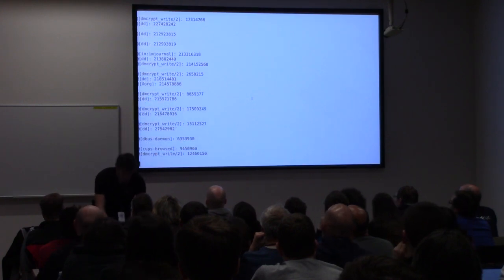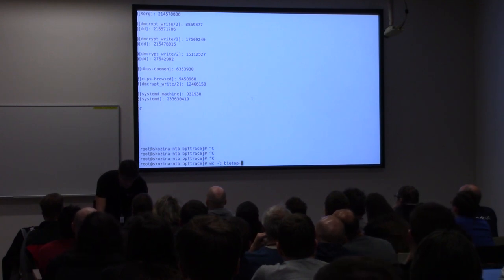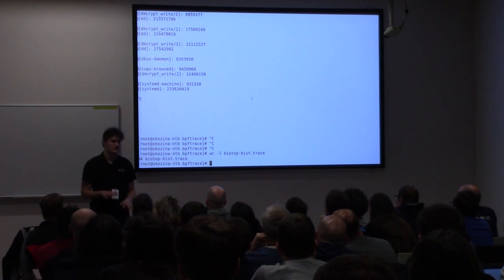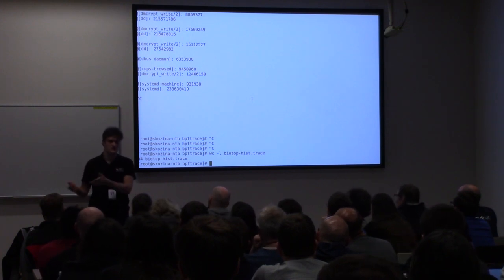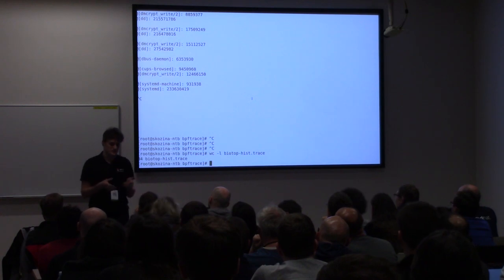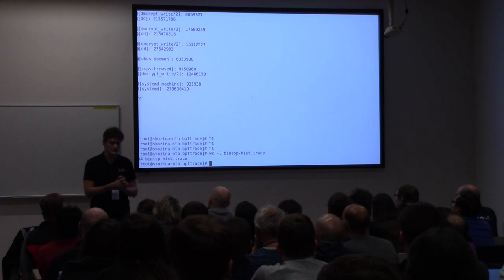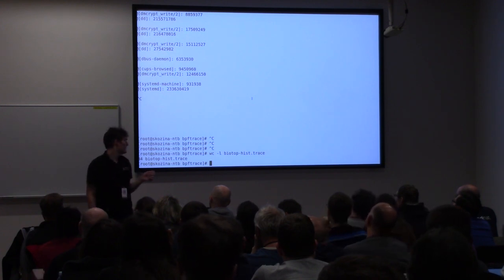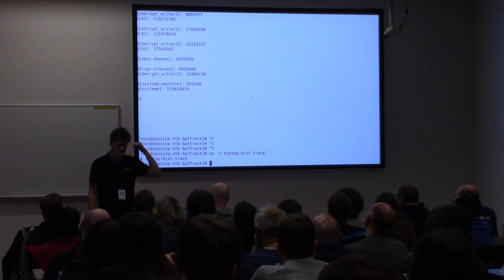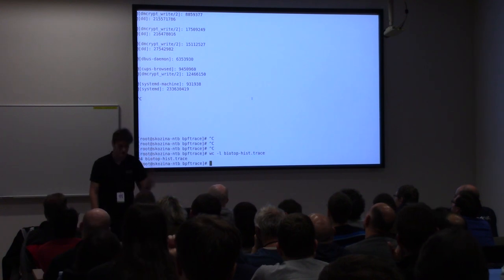So with bpftrace, you can get the same information in about 30 lines of code, which is much simpler and faster than developing it with BCC, right? So bpftrace is your tool to figure out what is happening in the kernel very quickly. I was just playing with it last night, and it took me like 15 minutes to put it down, basically. It's just very quick.